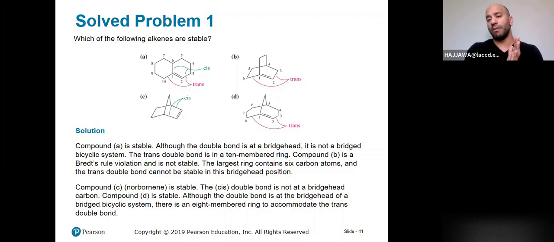Like in this example, you could see here that the double bond is near the bridge, and the structure has an 8-member ring. Therefore, it is okay, and it is a stable compound. The 4th one has a double bond away from the bridge, so it wouldn't affect any stability factor in the structure. Therefore, it will be a stable compound.